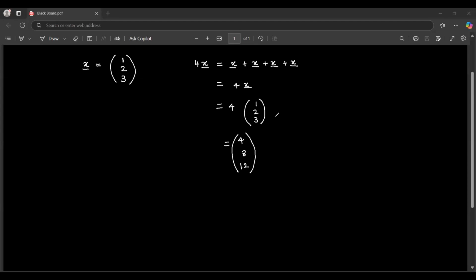This is what actually happens. So even if you are multiplying, what happens is you are adding the vectors. Okay. What about 1 over 6 x?